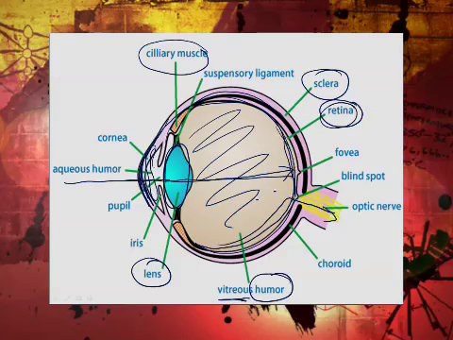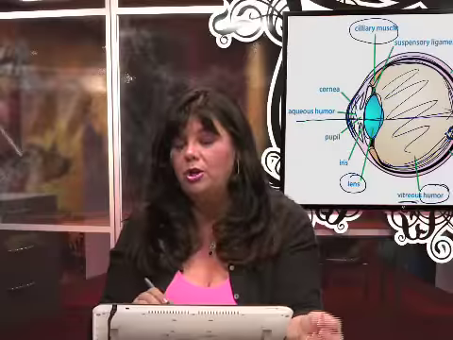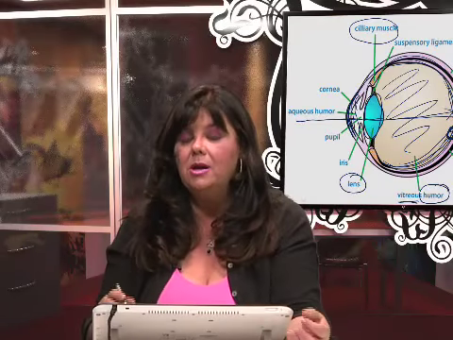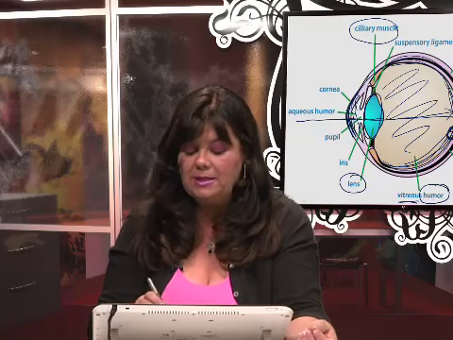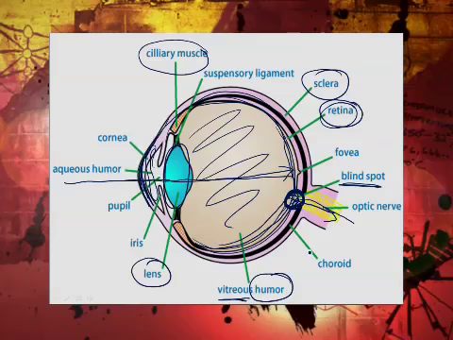All of the retinal cells send their messages to the optic nerve. The place where the optic nerve enters or exits the eye and enters towards the brain, we call the blind spot. That's because there's no retinal cells or light detecting cells, photoreceptors, in that particular spot.